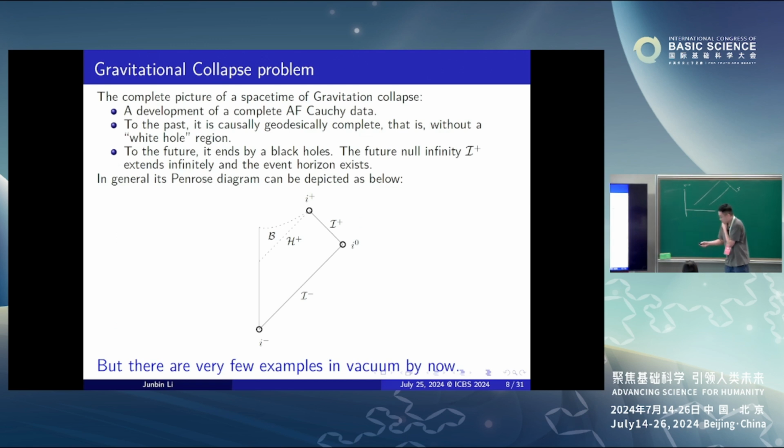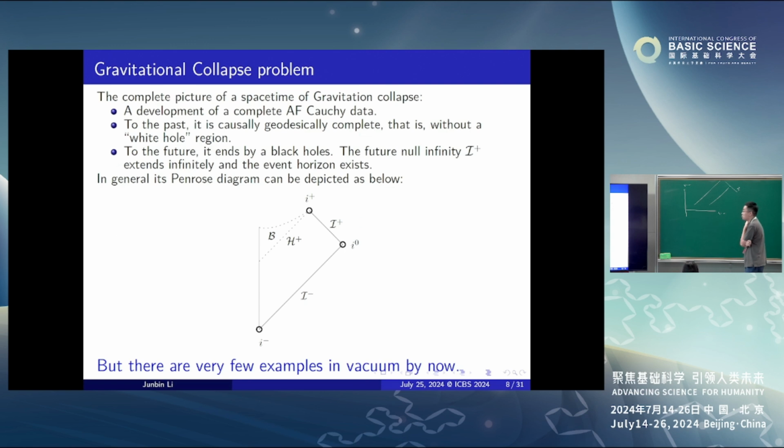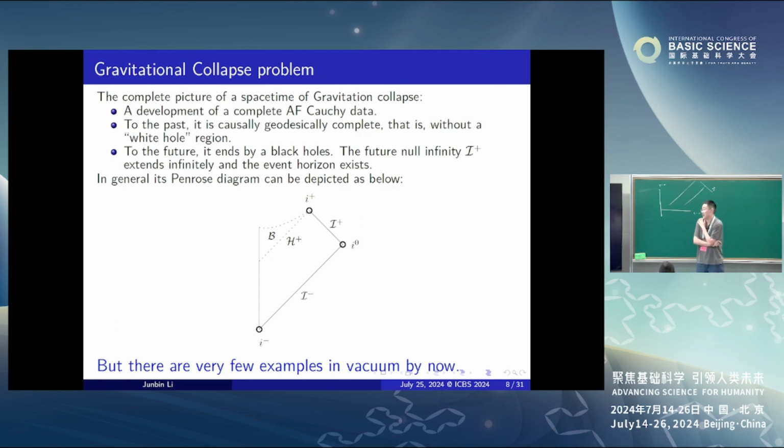And it should start from a dispersive state. So to the past, it should be causally geodesically complete. To the past, you should have complete time-like and complete null geodesics. So in an informal way, it does not contain a white hole. If you start from a white hole, say a Schwarzschild, initially it has a white hole. Now, to the future, it should end by a black hole.